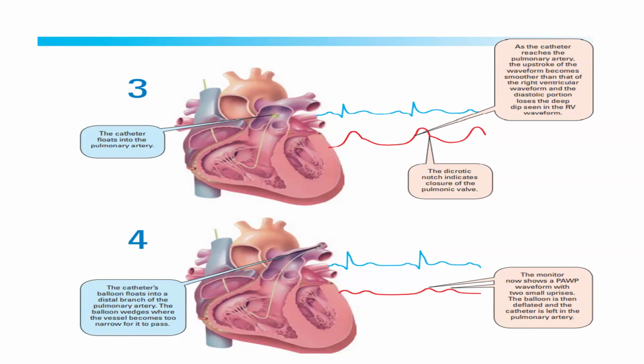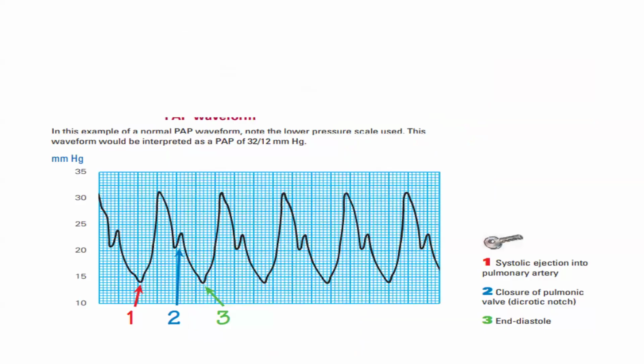Then, when the pulmonary artery catheter balloon floats into the distal part of the pulmonary artery, the balloon wedges where the vessel becomes too narrow for it to pass. It is represented by this graph. The monitor shows the pulmonary artery wedge pressure waveform with the two small uprises. The balloon is deflated and the catheter is left in the pulmonary artery. So these are the waveforms.